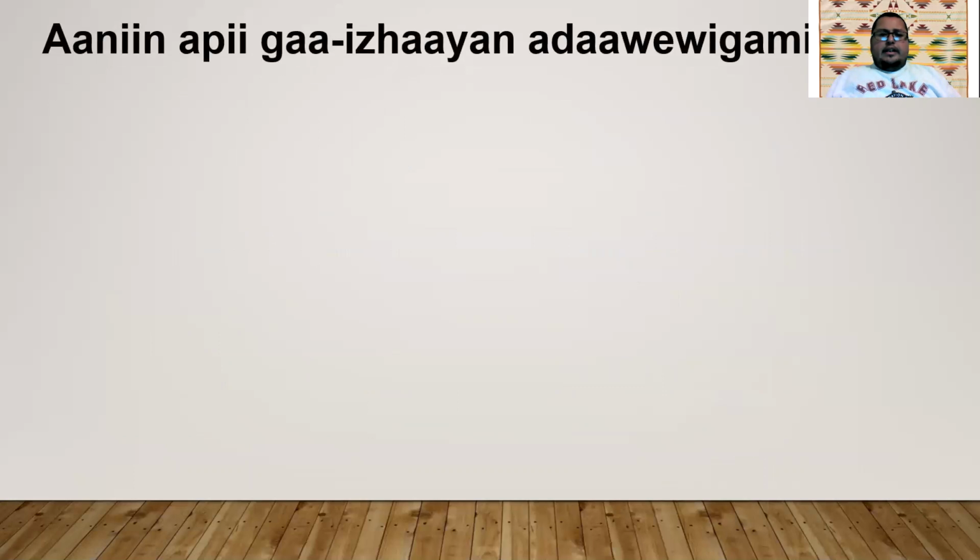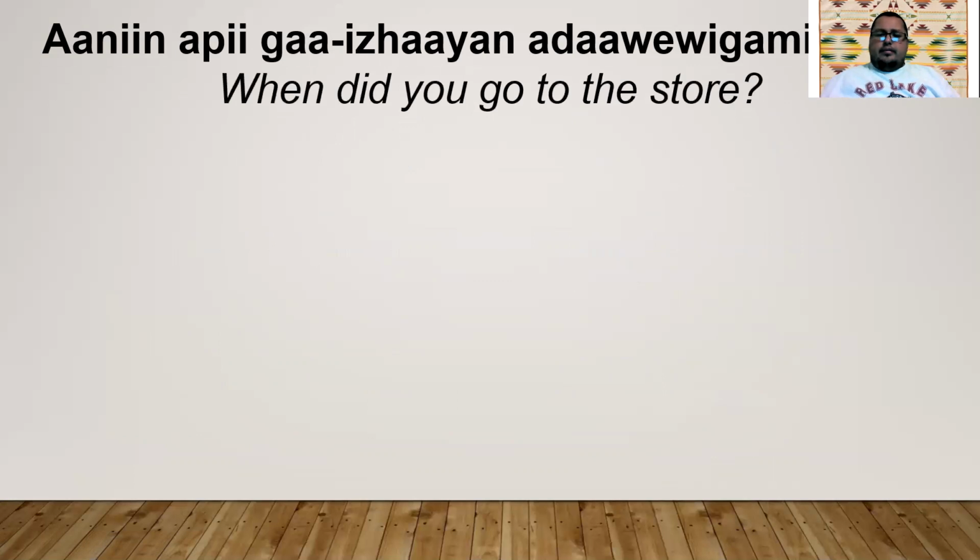All right. Anina piga ezhaayan adawe we gamigong. When did you go to the store? Remember, adawe we gamigong is our name for our store, and ong is our locative, giving it its location. Anina P, when? Ga, past tense. Ija, go, means to go. And yun is you. When did you go to the store? Adawe we gamigong.